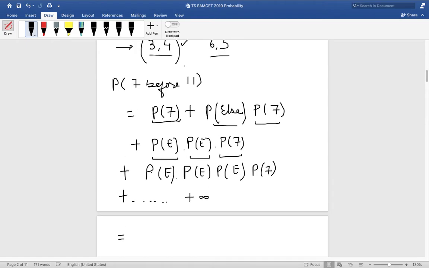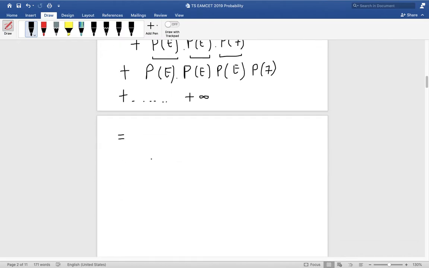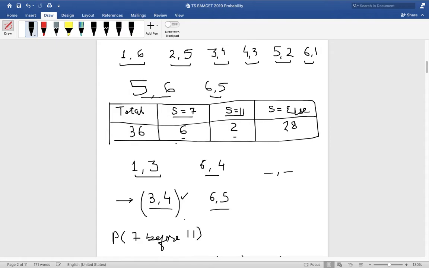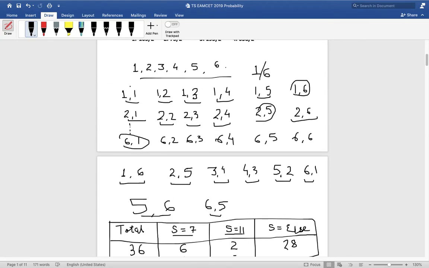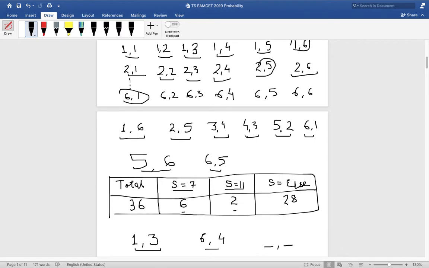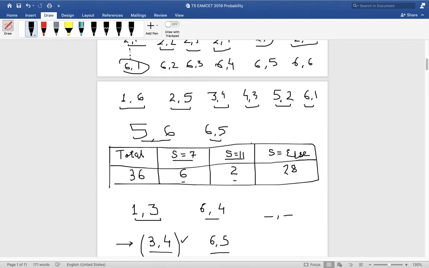What is the probability of rolling 7? 6 by 36, right? So I have shown you the possibilities in which we can get a sum 7 here. 1 6, 2 5, 3 4, 4 3, 5 2, 6 1. But the total ways in which you can roll 2 dice is 36, 6 times 6. Out of 36, there are 6 cases for which the sum is equal to 7. So probability of rolling a sum 7 is 6 by 36. What is the probability of rolling a sum which is neither 7 nor 11, which is 28 by 36?